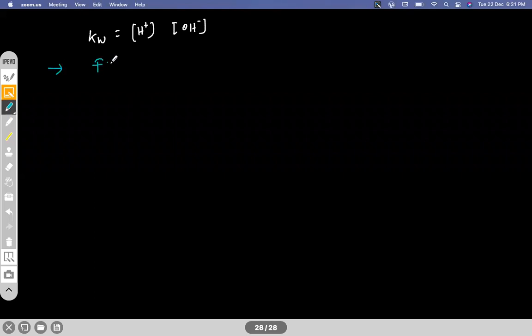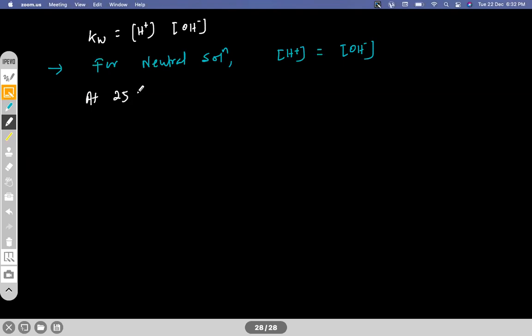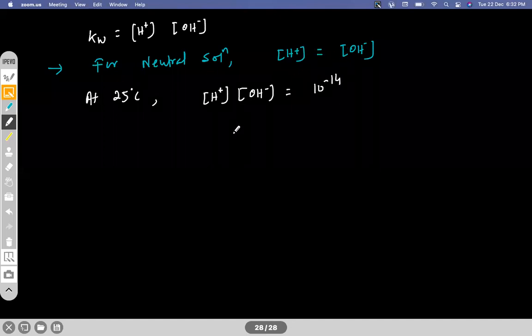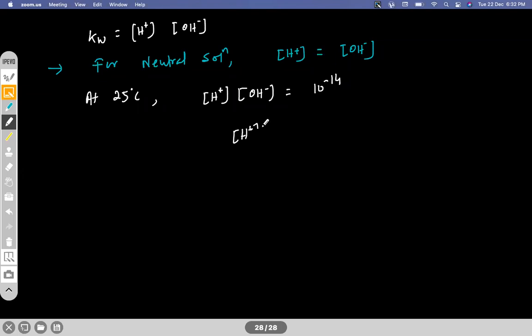For example, for a neutral solution, what is the condition? The concentration of H plus should be equal to the concentration of OH minus. Now at 25 degrees Celsius, the concentration of H plus into the concentration of OH minus equals 10 to the power minus 14, both are equal. So we can write the concentration of H plus squared equals 10 to the power minus 14. So concentration of H plus is 10 to the power minus 7.